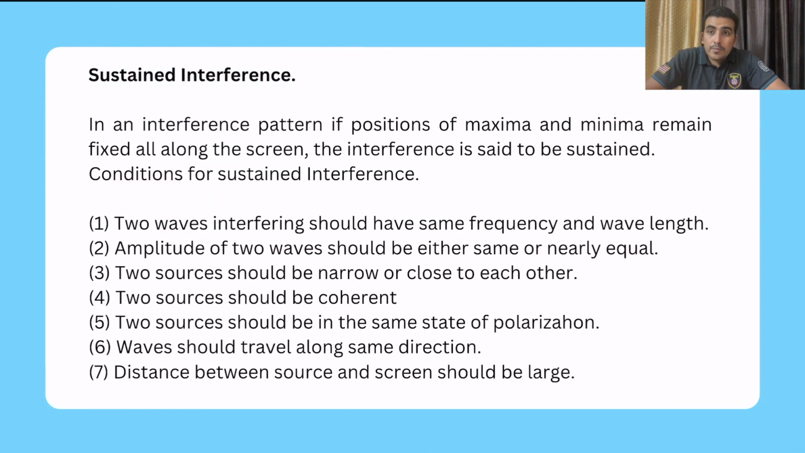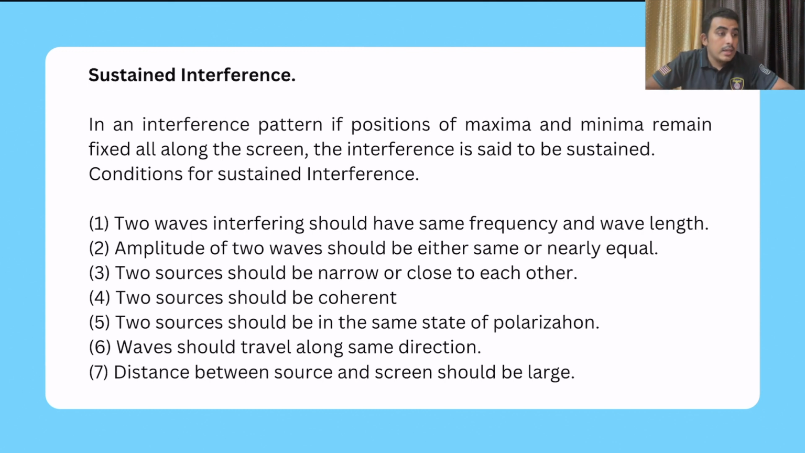And for this pattern to remain sustained means that the pattern should not shift. The bright bands, or the maximas and minimas, should not move. There are a few conditions for that. If we can follow those conditions, then the interference pattern will be called a sustained interference pattern. What are the conditions for sustained interference? You can see here 7 points.